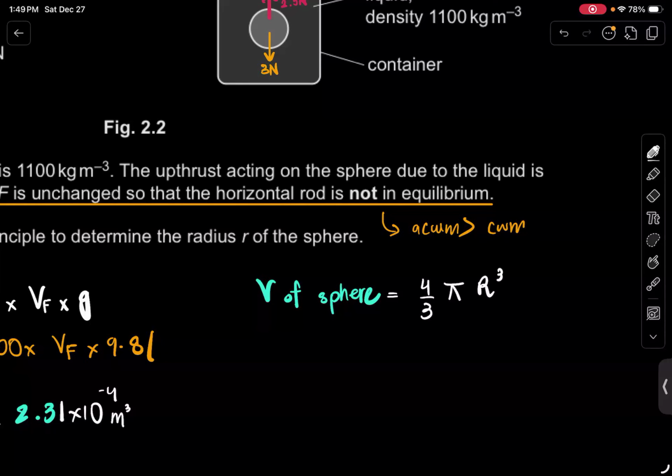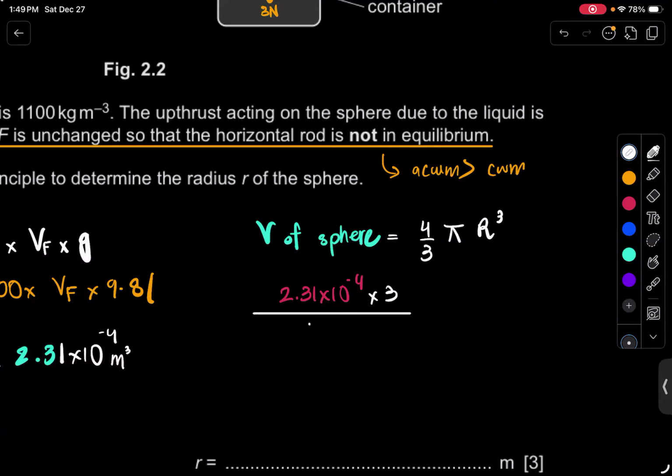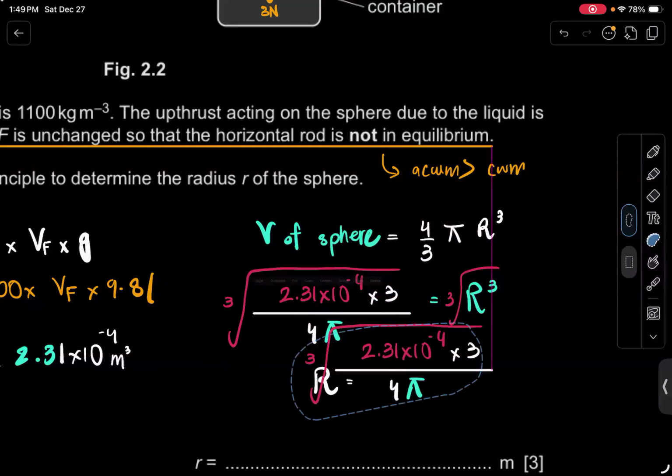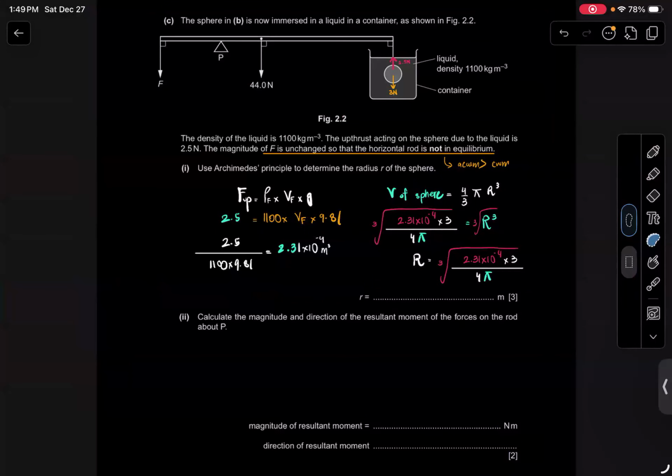Now if you know the volume of the sphere, 2.31 into 10 to the power minus 4, I take 3 to the other side, divide by 4 and by pi as well, equal to r cube. I take a cube root on both sides to cancel out the r cube. So the radius r of the sphere is equal to this expression. I'm such a pro at this. I should think of becoming a teacher.